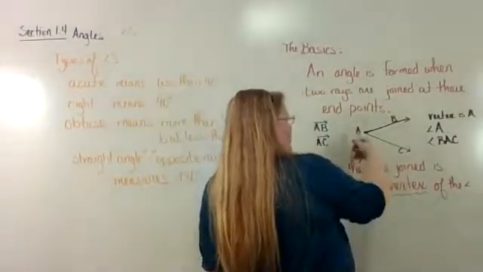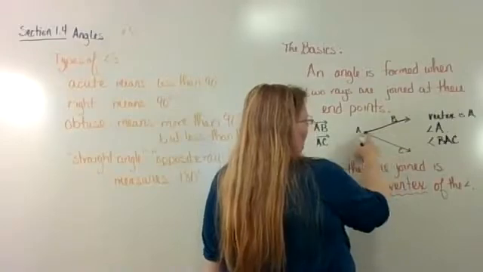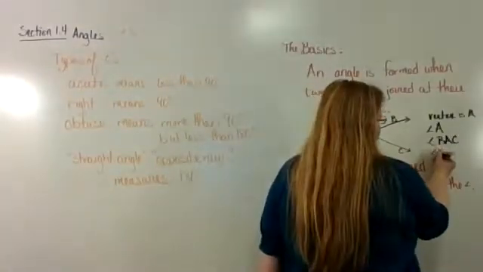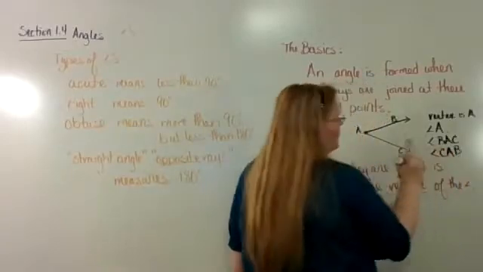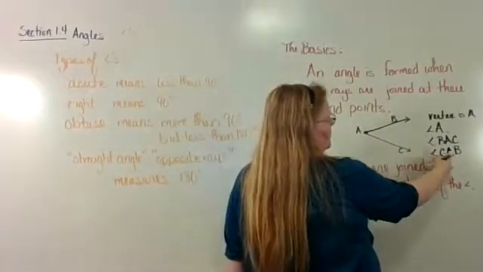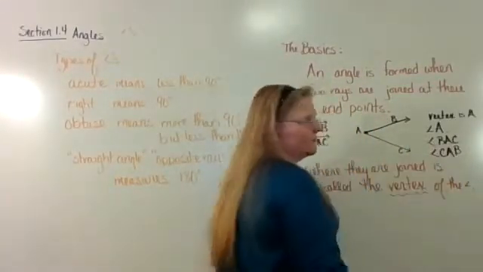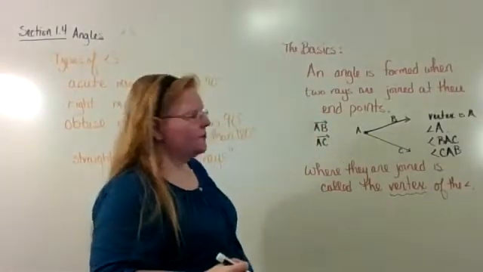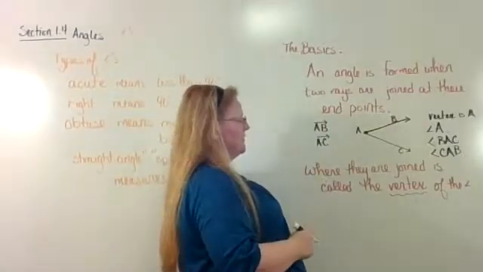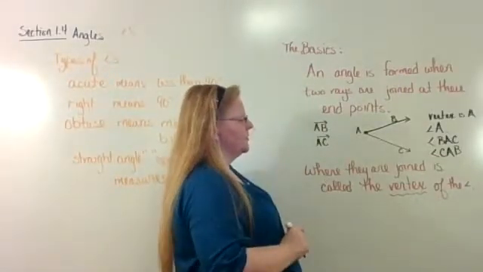Or I could go backwards: C, then A, then B. Either way, your vertex should be the letter in the middle. That's how we understand what kind of angle we're talking about. The vertex always falls in the middle when you're using 3 letters to do it.